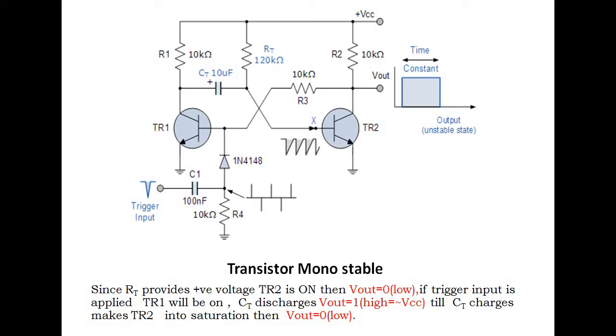Why will transistor TR2 be off? Earlier, before triggering, transistor TR2 is on. Why is transistor TR2 on? Because we have got the positive voltage from the RT and it is given to the base. That's why transistor TR2 is on. Now we have applied the triggering pulse. The triggering pulse provides some positive voltage to TR1. If positive voltage is provided to TR1, it goes into the saturation mode. If it goes into the saturation mode, the output will be 0. Earlier our output of TR1 is VCC, now the output of TR1 is 0.